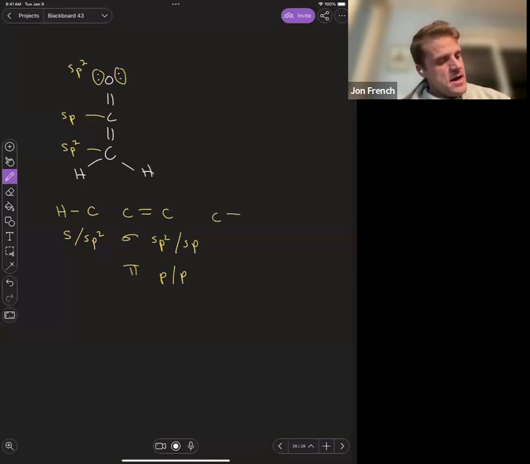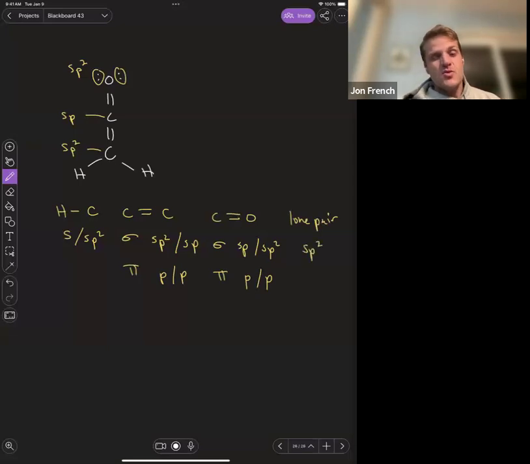And then the carbon-oxygen double bond. The sigma bond is going to be the sp orbital from carbon and the sp2 orbital from oxygen. The pi bond, again, p orbital to p orbital. And then if you want, the lone pair electrons are also in an sp2 hybrid orbital. That's question 30 on the extra practice exam that was uploaded.